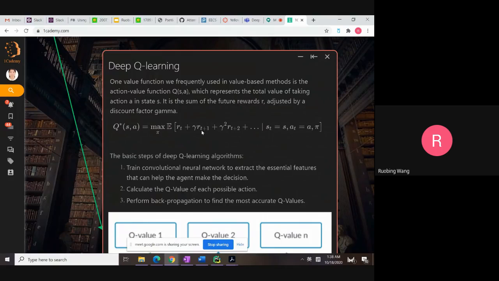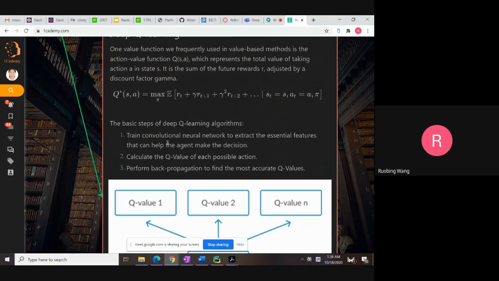One value function we frequently use in value-based methods is the action value function, Q(S, A), which represents the total value of taking action A in state S. It is the sum of the future rewards R adjusted by the discount factor gamma. So our goal is to optimize this value function. We are given the state S at t and the action taken A, and we want to get a policy that can maximize this formula's expectation.